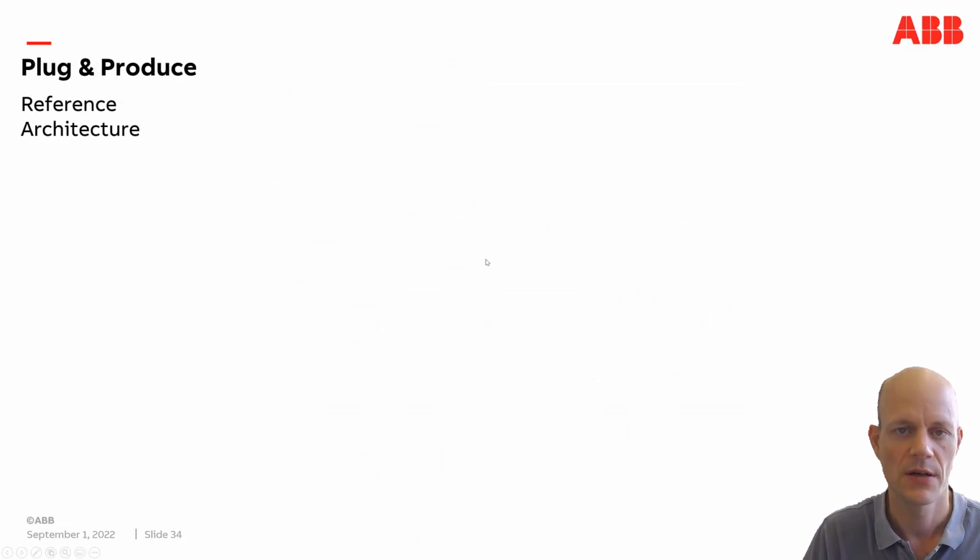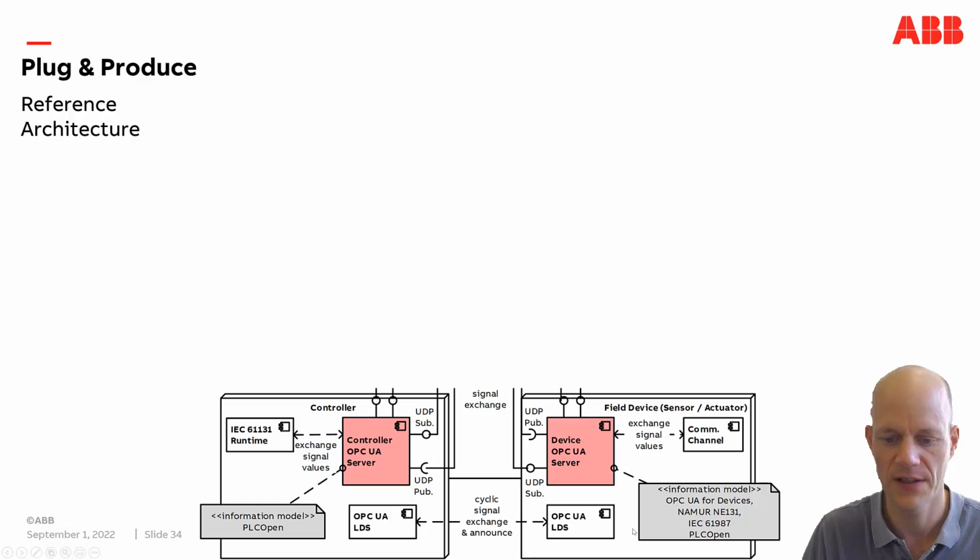So our reference architecture, which is based on OPC UA, looks like this in more detail. So we have the field device here. And the field device could be a sensor or an actuator. It now carries a device OPC UA server, which includes standardized information models like the OPC UA for devices model, the Namur NE 131 models, or IEC 61987 models, something like that, standardized information models. And it also carries an OPC UA local discovery service, and this allows the device to be automatically discovered in a network. A very similar thing we do for the controller, for all the controllers in the system.